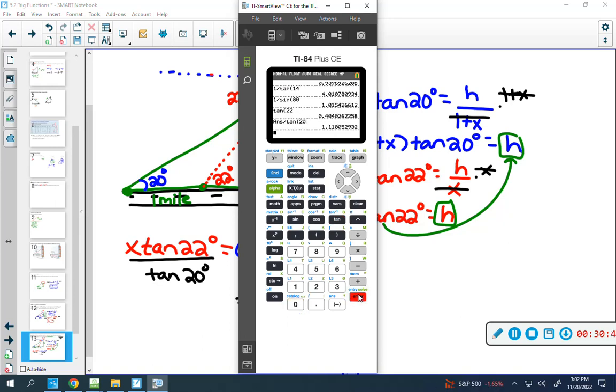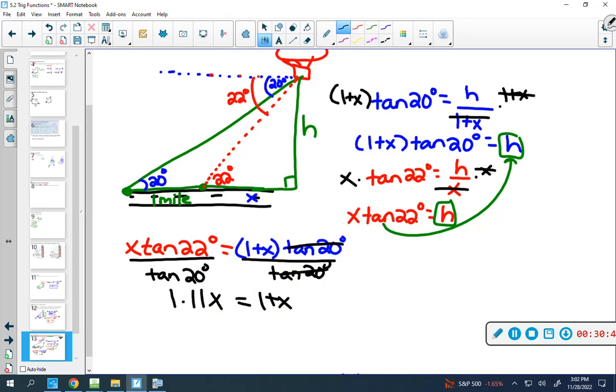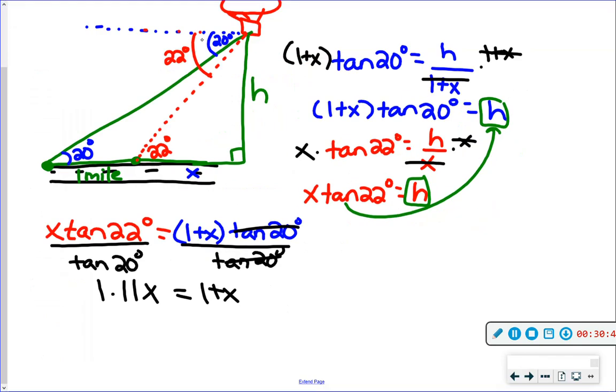Let's make it easy, right? So don't forget your x. Okay, we can solve this for x, piece of cake. I'm going to subtract my 1x off. I put the 1 on for dramatic emphasis. So I'm at 0.11 x equals 1. Divide that up. What's 1 divided by 0.11?